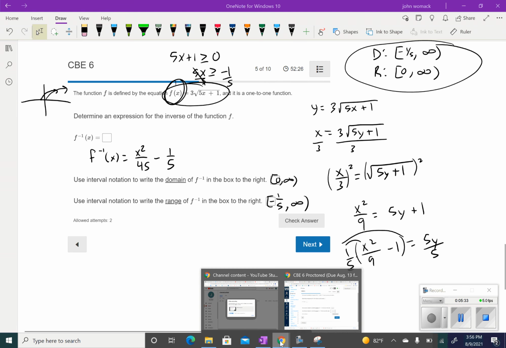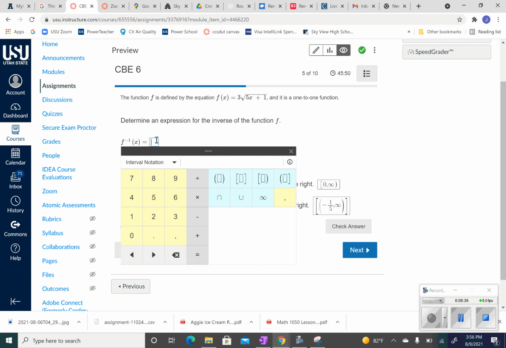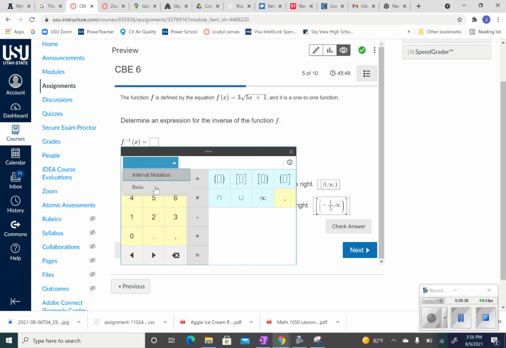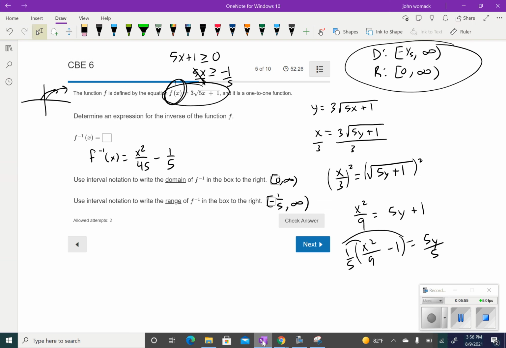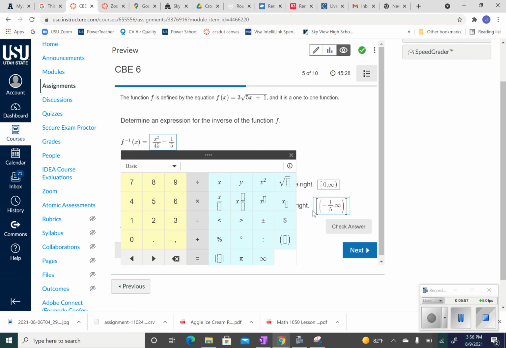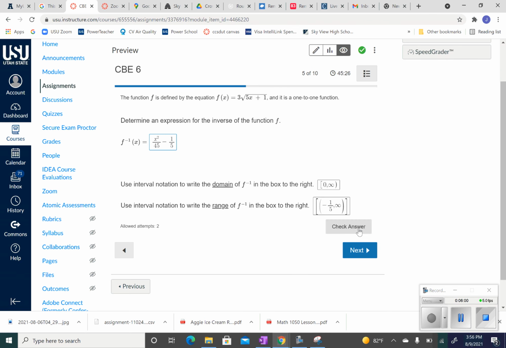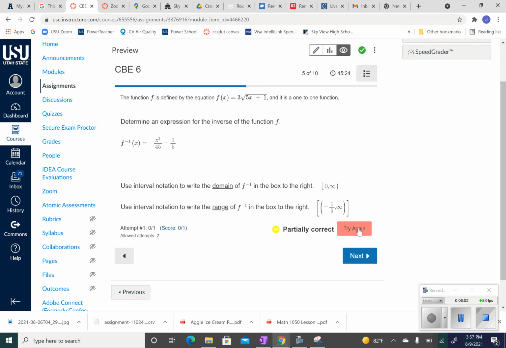So let's go back and put that in there. So x squared over 45 minus 1/5. Just double check it one more time, make sure I put it all in there right. That looks good. Let's check our answer. And we got it partially correct. It didn't like something we did. Let's double check that.